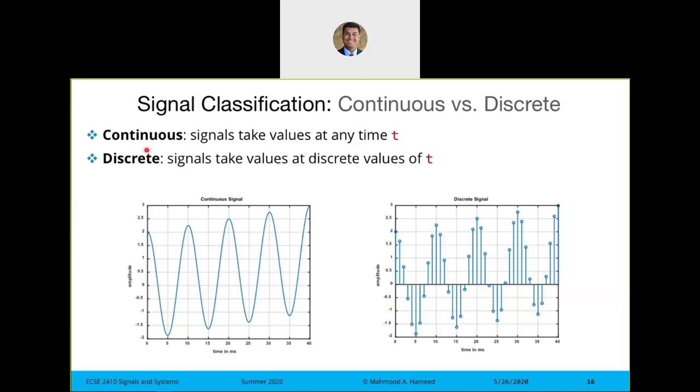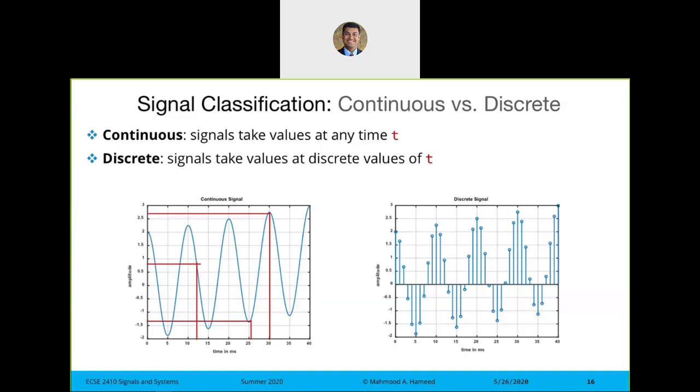So with continuous signals, the signal takes values at any time t. At 5.0001 time, what is the value? You will be able to find that out. At any time, no matter what the time is, you will be able to find out what the value is. All you have to do is project that particular time onto the y-axis, or in other words, evaluate that particular function at that time, and you will know the value. That's as far as continuous signals go.